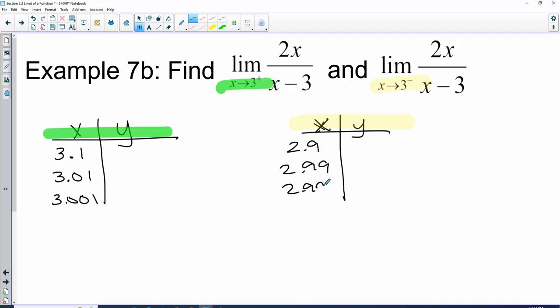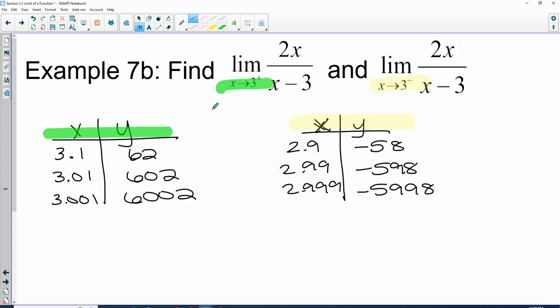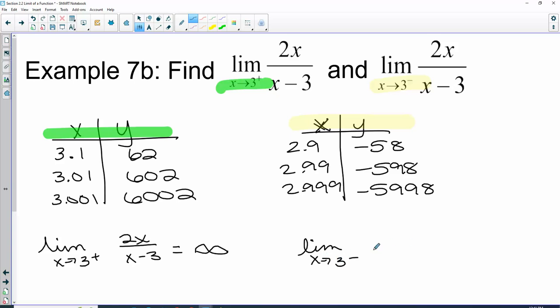We're taking our respective numbers. So what I want you to do is plug these in. The limit as we approach 3 from the right is negative infinity. And as we approach 3 from the left, we get negative infinity. Now what if I just said the limit as we approach 3? It does not exist because the left and right are going two different directions.